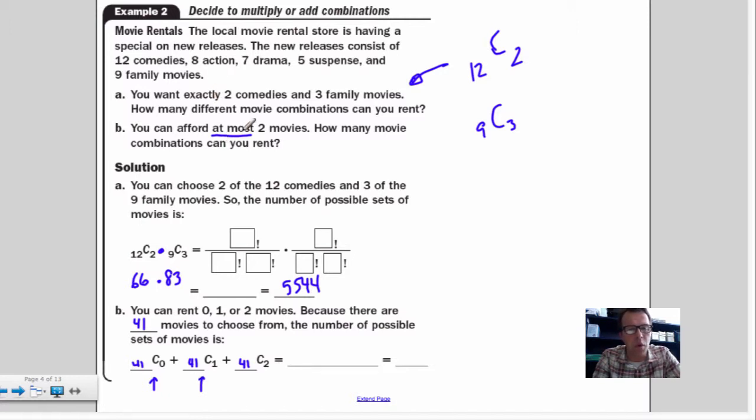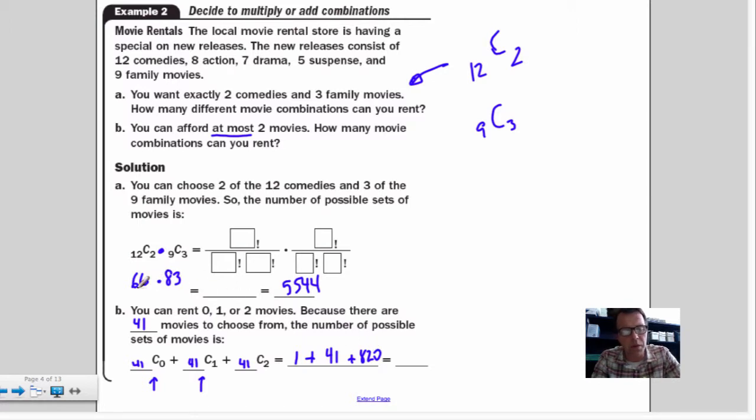And again, this "at most 2" also includes just 1 movie, and it also includes, I don't want to watch a movie at all. And that's 1 way, right? Plus, how many ways can you pick 1 out of 41? 41 ways. And how many ways can you pick 2 out of 41 possible ways? And that's 820.